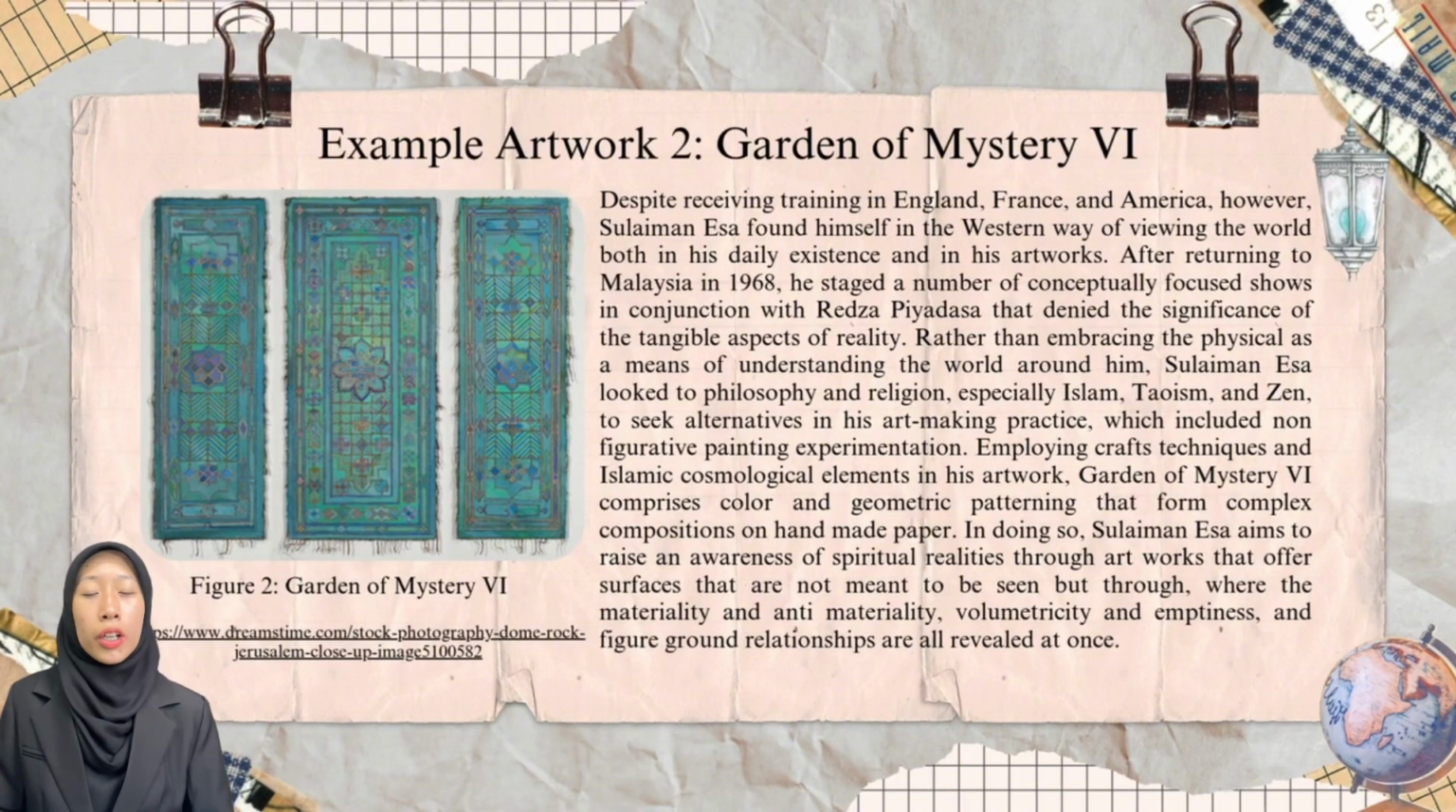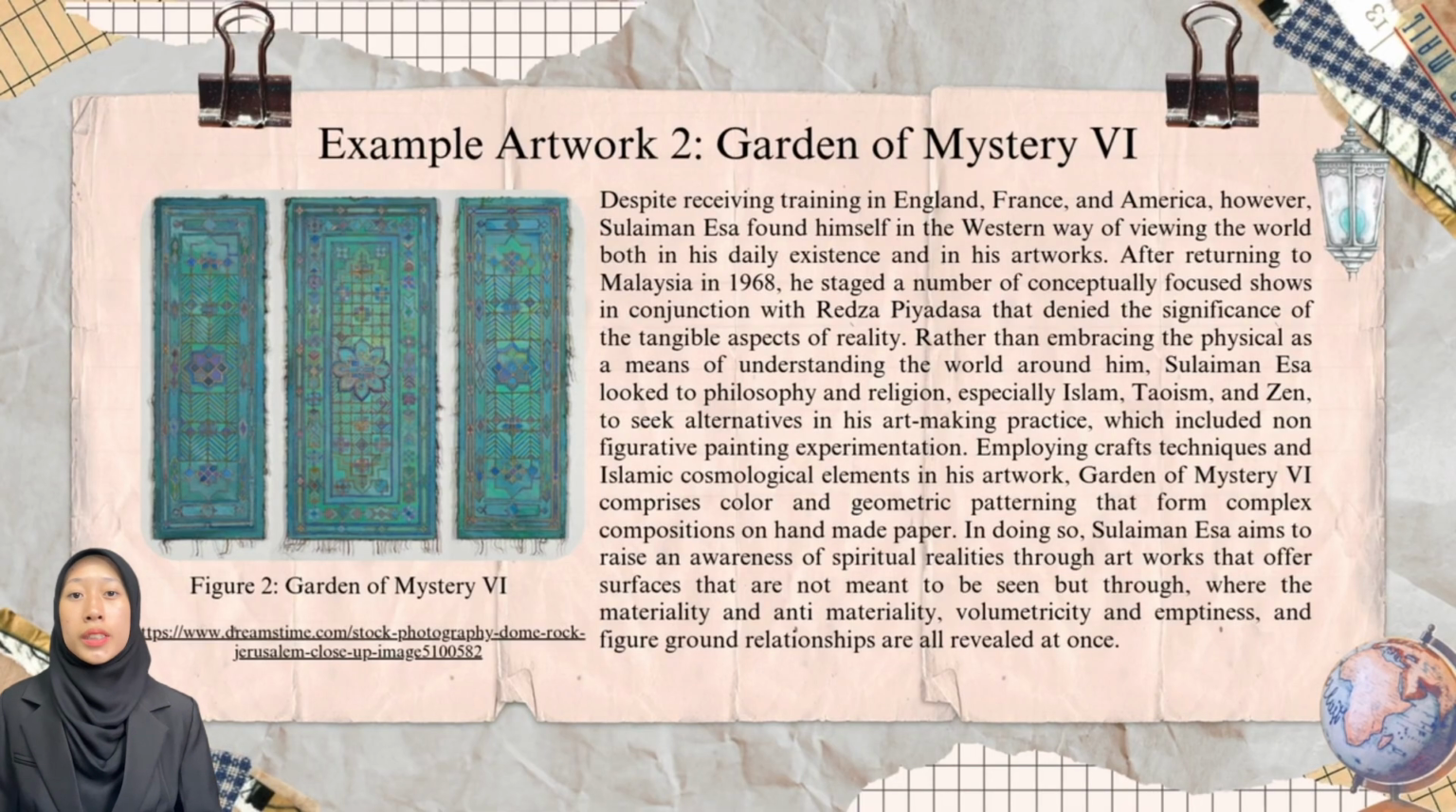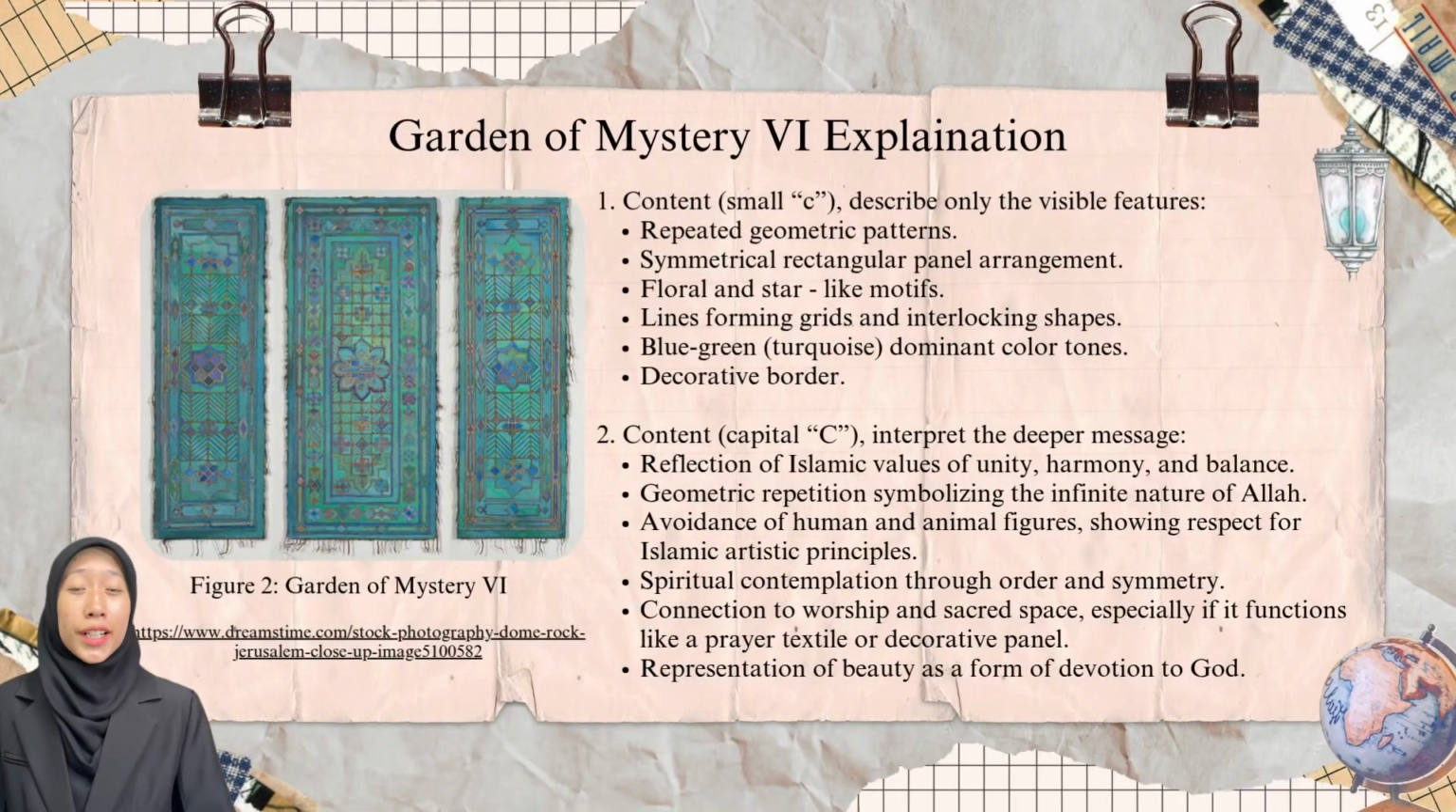The main idea of his artwork is that art is meant to be seen through, not just looked at. It combines ideas like material versus non-material, volume versus emptiness, and figure versus background, and encourages viewers to think about spiritual reality. As we can see here is the explanation for the artwork.